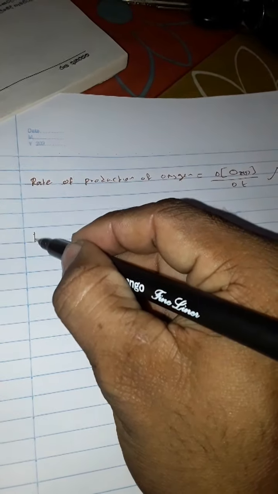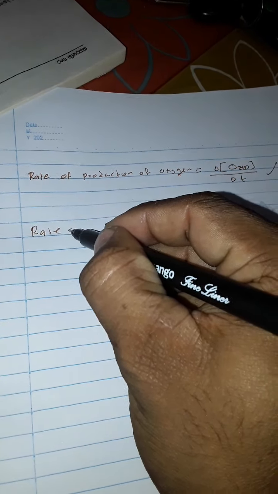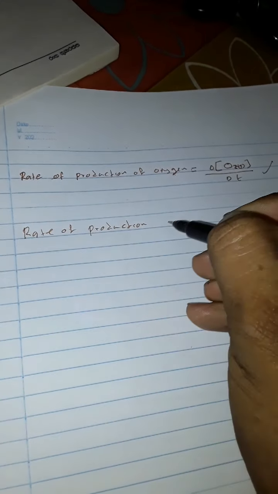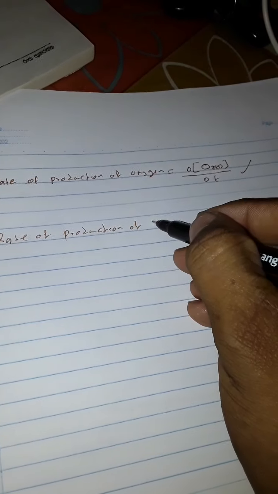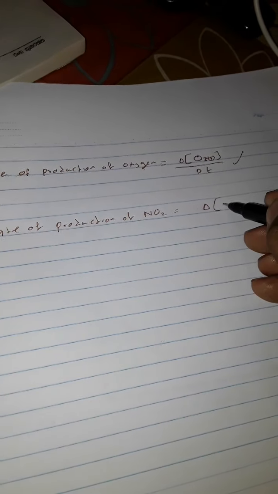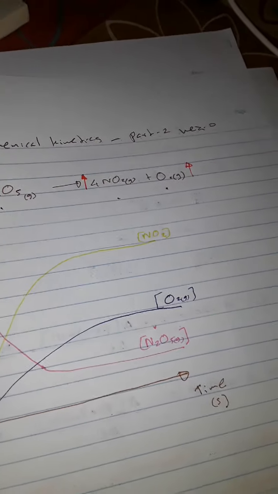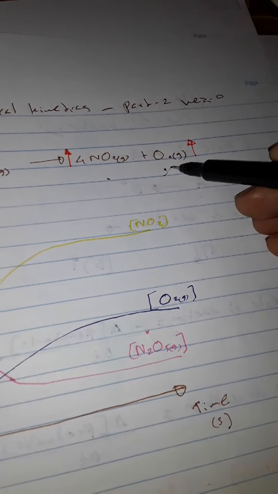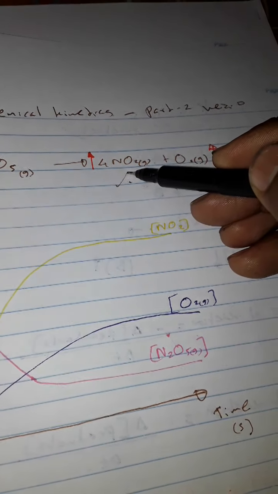Similarly, I can write the expression for the rate of production of nitrogen dioxide gas. That is also the change of nitrogen dioxide gas concentration per given time delta T. So now you can understand that I wrote an expression for the rate of production of oxygen and the rate of production of nitrogen dioxide.